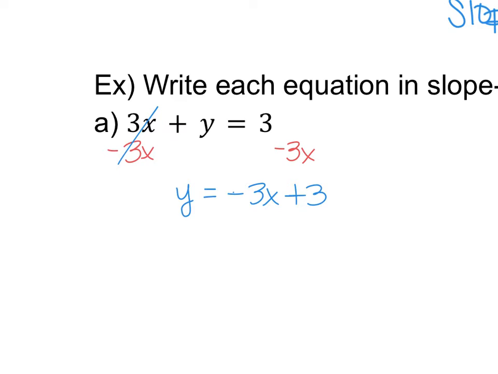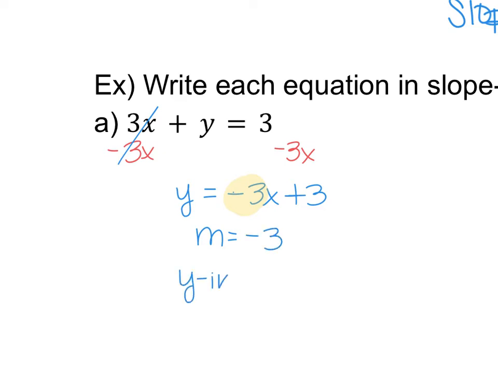Good. Now, this part's easy. You did the hard work. So now let's identify what is the slope. Well, that would just be the number in front of the x. So then it would just be 3, negative 3, excuse me.